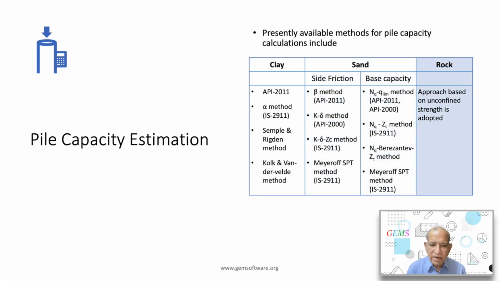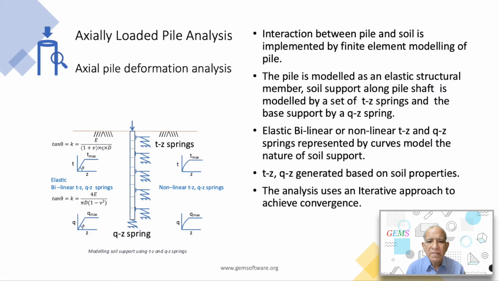In rock strata, the shaft friction is estimated as alpha times the square root of unconfined compressive strength, and base resistance equal to beta times the unconfined compressive strength. The results are presented in the form of shaft capacity, base capacity, and total capacity curves along the pile.